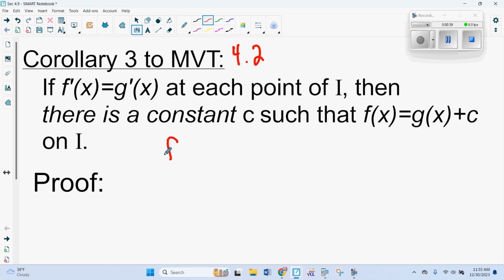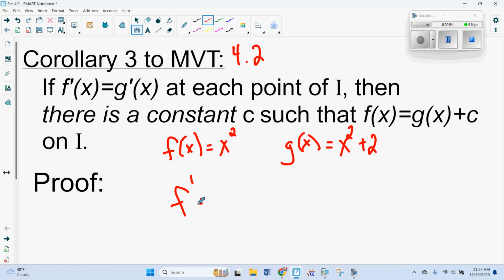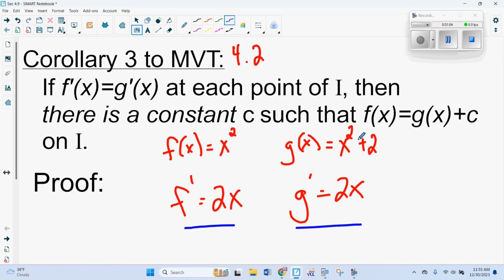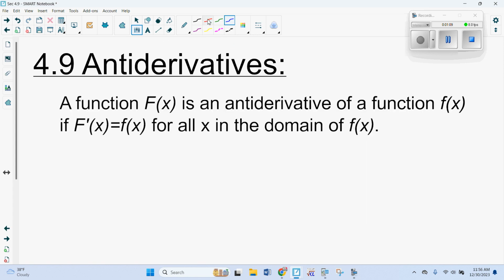But if you remember, this is like saying if we have our function f of x is x squared and our function g of x is x squared plus 2, then the derivative of each of these is 2x. So this corollary told us that if two functions had the same derivative, they only differed by this constant. So we're going to use that here as we go and we talk about antiderivatives, inverse derivatives, if you will.